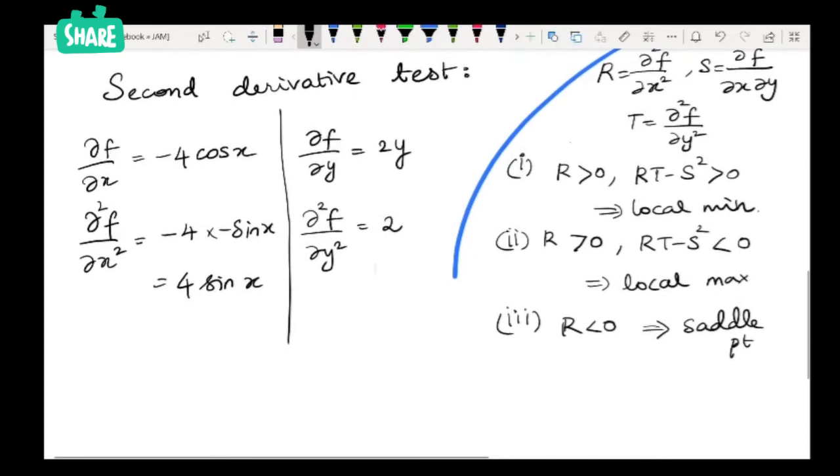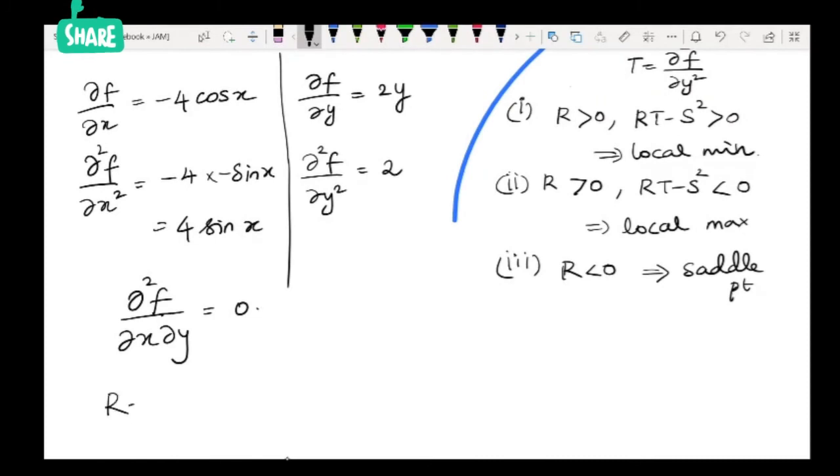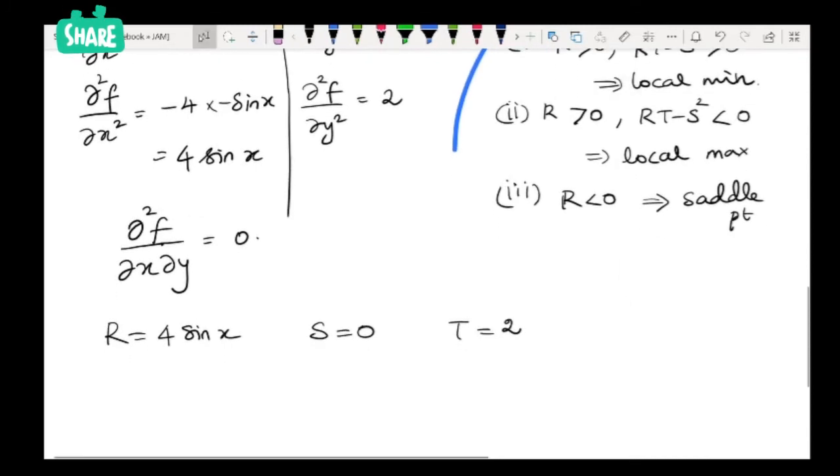Now what is ∂²f/∂x∂y? You can differentiate either one of them, you will get the same value, 0. So we got three values. One is r, which is 4 sin x, s, which is 0, and t, which is 2. So let's calculate these values at the critical points.